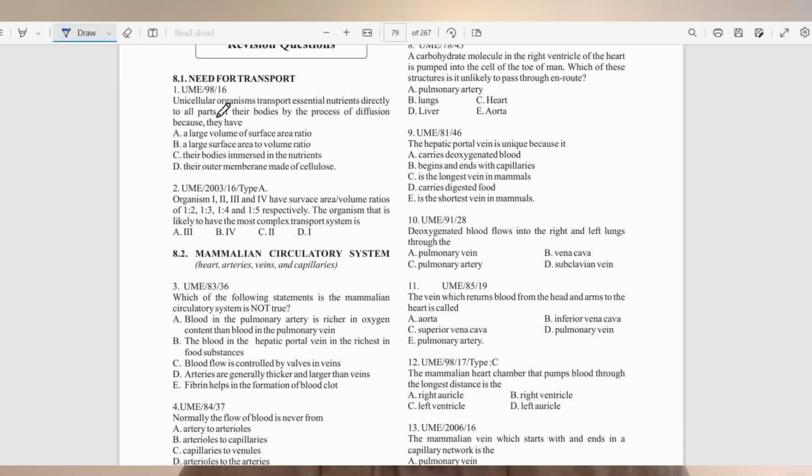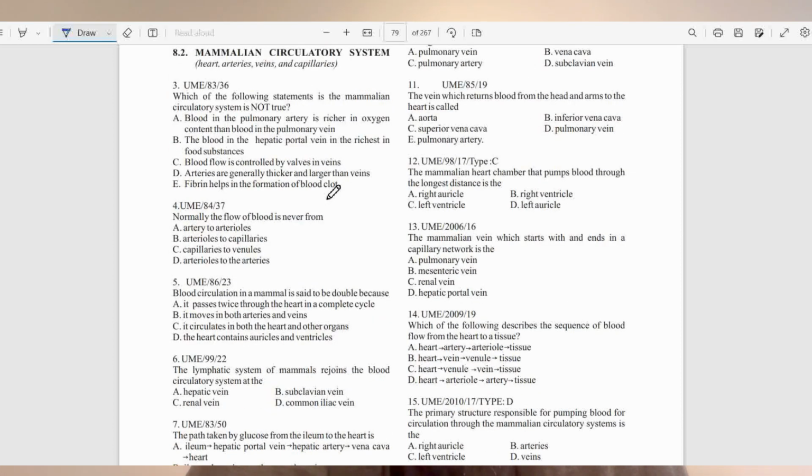One question on the need for transport. Question number 1, 1998. The unicellular organisms transport essential nutrients directly to all parts of their body by the process of diffusion because they have a large surface area to volume ratio, and that is option B.